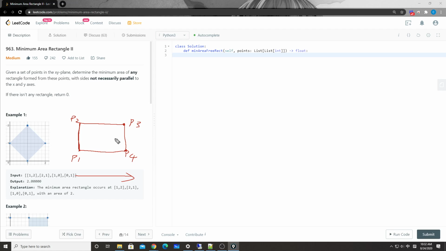I can show you guys how we can find the fourth point by using 3 points later on. But let's try to find the 3 points first.